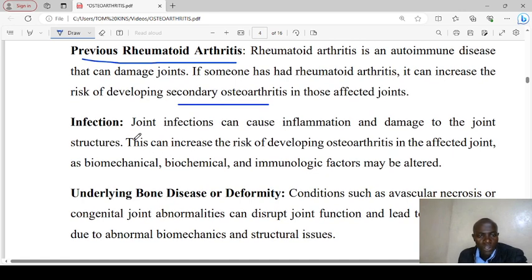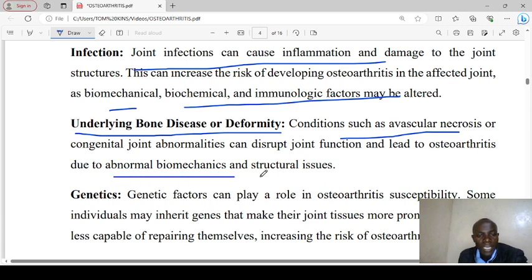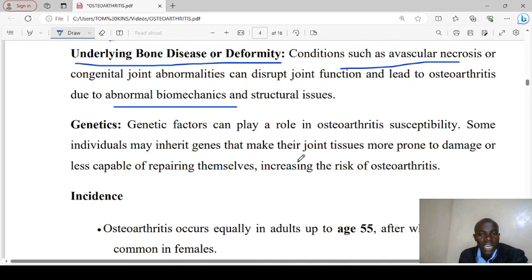Also infection. Joint infections can cause inflammation and damage to the joint structure. This can increase the risk of developing osteoarthritis in the affected joint as biochemical and immunological factors may be altered. Underlying bone conditions or deformity. Conditions such as avascular necrosis or congenital joint abnormalities can disrupt joint function and lead to osteoarthritis due to abnormal biochemical and structural issues.